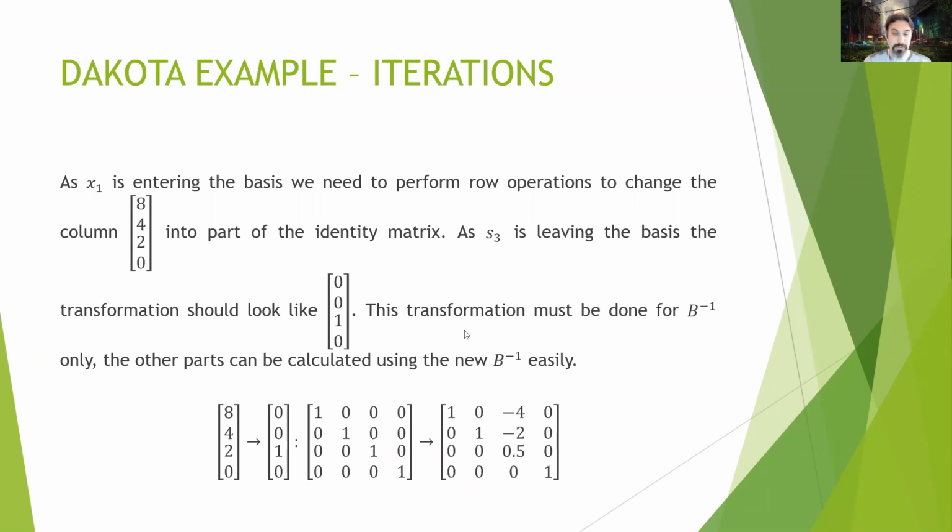Instead of doing that every time, we can just use the current B inverse and change it into the next one when I'm changing this part of the constraints coefficients into the identity matrix. Now, when I do that, I will have the new B inverse, and I can use that B inverse to calculate the next step. What do I need?